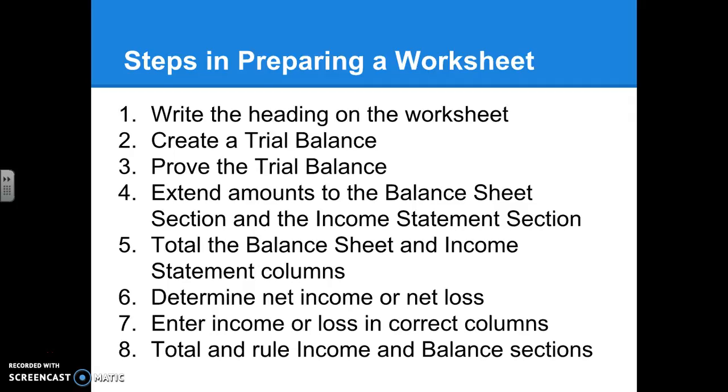Then we are going to extend the amounts to the balance sheet section and the income statement section. What you need to remember here is that the balance sheet is going to have all of our permanent accounts, and the income statement section is going to have all of our temporary accounts. Total the balance sheet and the income statement columns. And we will notice after we do the math that we are going to have columns that are not equal. This is right. It's proper to have columns that are not equal because it's going to tell us whether over the course of this accounting period we have a net income or a net loss. Then we will enter the income or loss in the correct columns, total, and then rule the income and balance sheet sections. Okay, so those are the 8 steps that must take place before the worksheet can be completed.